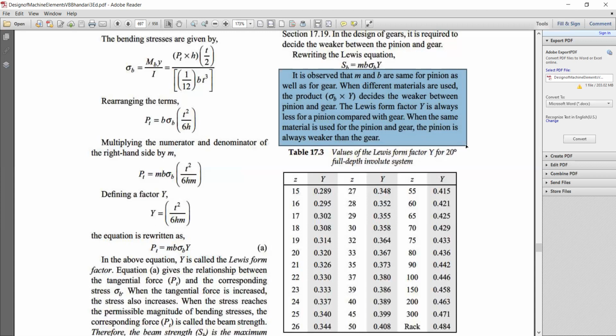Okay, so the Lewis form factor generally depends upon three factors: number of teeth, tooth system, and the point of application of the load. So based on these three points, we need to find out the actual value of Lewis form factor. We will refer to a design data book for the full design of the spur gear. We are just discussing the basic theory, the beam strength theory and Lewis form factor, and how it affects a design.